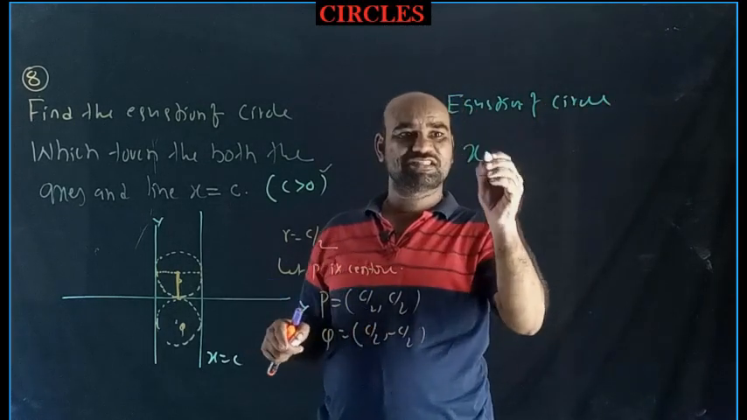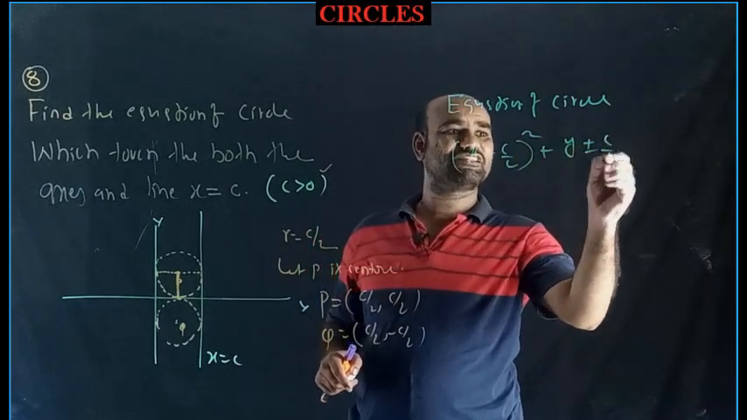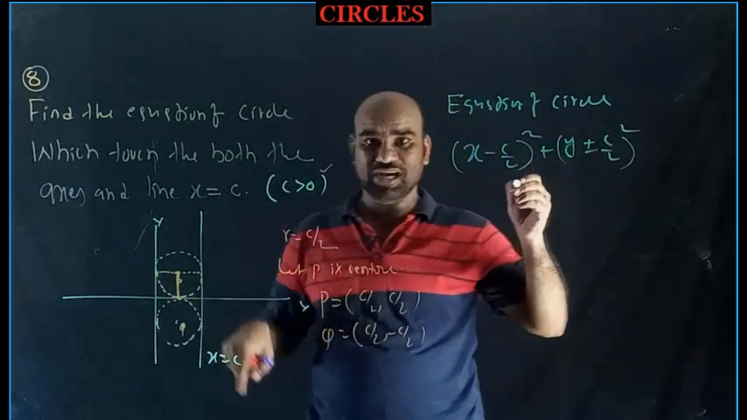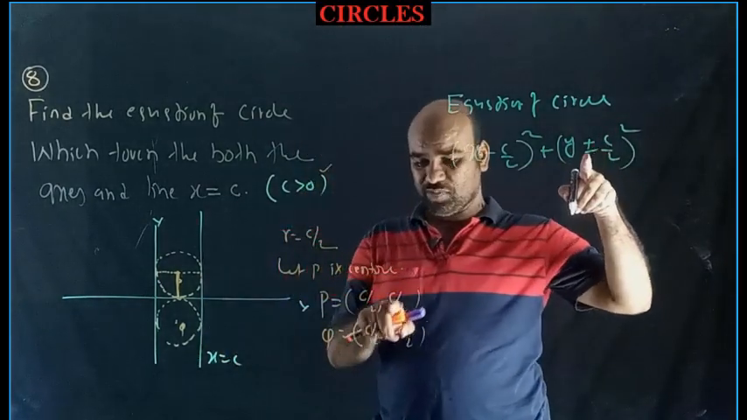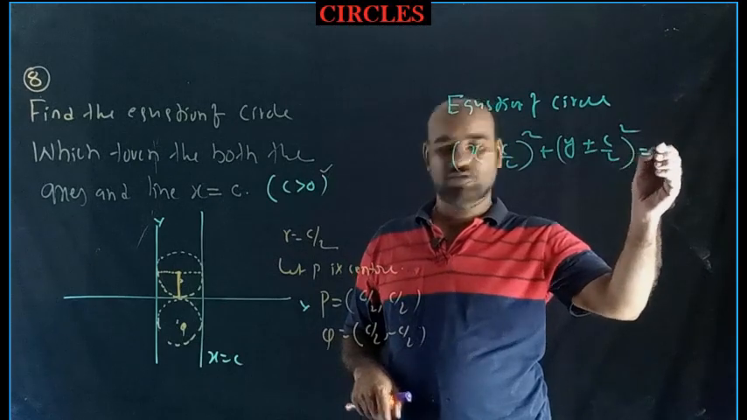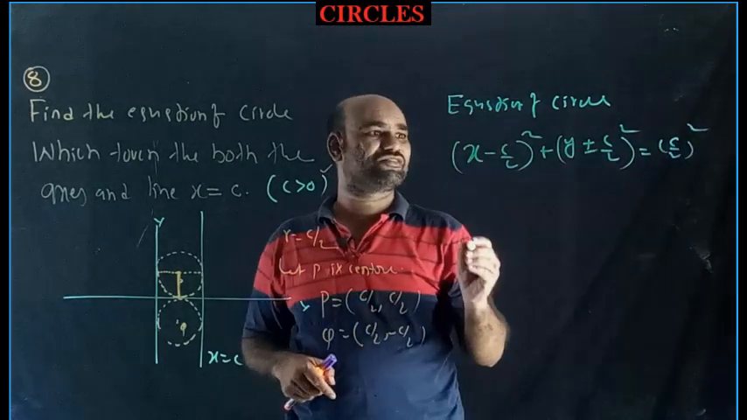Yeah, (x minus C by 2) whole square plus (y plus r minus C by 2) whole square. Combined, I'm finding here. Instead of here C by 2, I wrote plus r minus C by 2 whole square equal to the radius, that means (C by 2) whole square. So I want to simplify this.